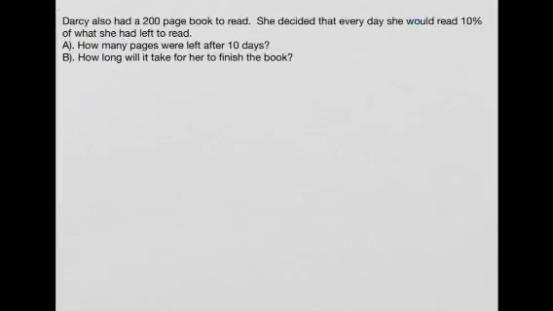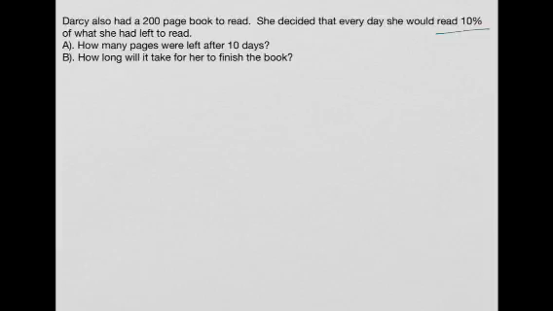For our next problem, we're going to go over to Darcy. Darcy has the same 200-page book to read, but she doesn't want to read more and more each day. She figures she's going to read a little bit, get all the reading done early, so she's going to start off and read 10% of the book on the first day, and then every day she's going to read 10% of what she has left. So her thought is, I read 10% a day, I get done in 10 days, good enough. Let's see if that really works.